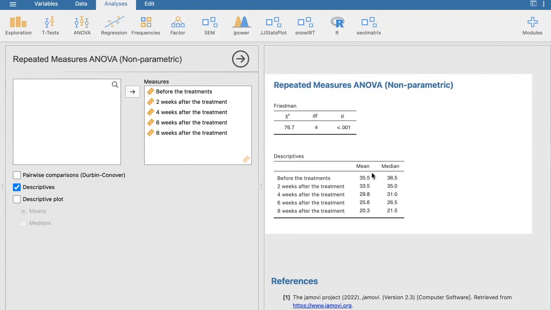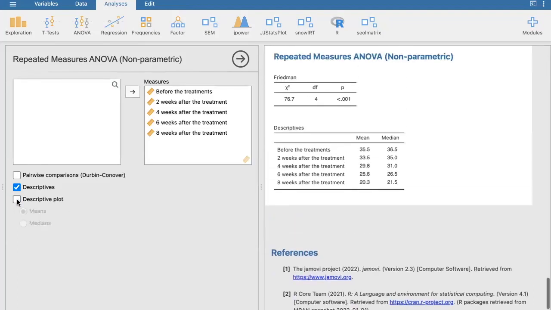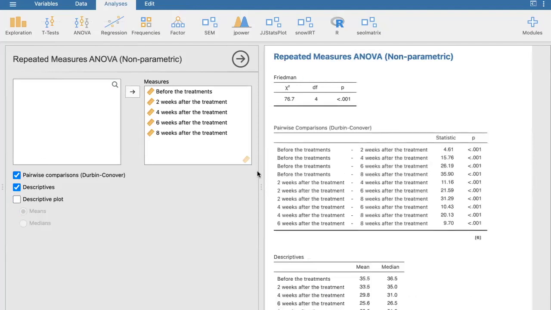It is still pretty significant. You can still get the mean differences, and then you can get a descriptive plot here. Now here I have more content written. As a result, you can see the x axis labels. But if you consider each of these points as before the treatment, this one is before the treatment, this one is 2 weeks, 4 weeks, 6 weeks, and 8 weeks, you can see the average tends to drop down very clearly. So that's good. I'm going to just deselect this, don't need it. And then pairwise comparisons, once again, everything is pretty significant.